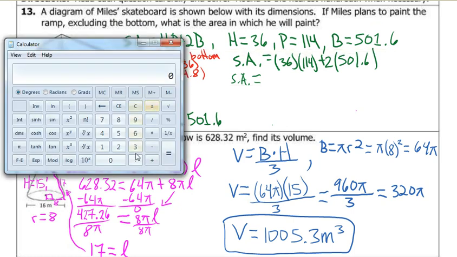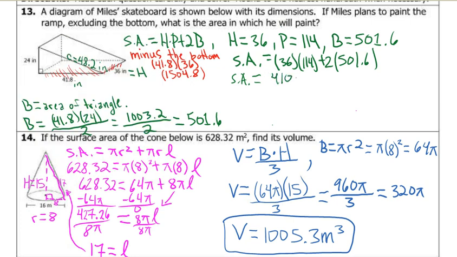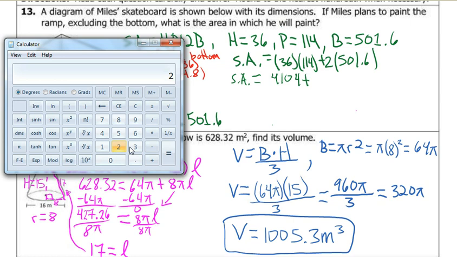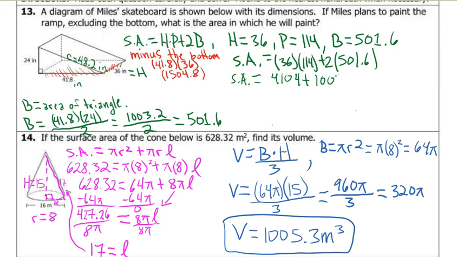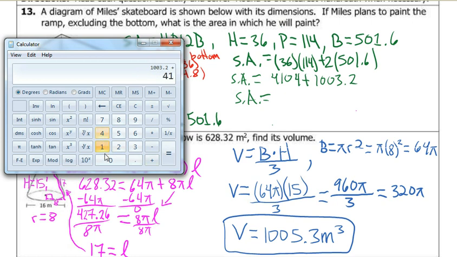36 times 114 equals 4104. So here 4104 plus 2 times 501.6, which is 1,003.2. Yes, 1,003.2. So now we add those together for our semi-final answer. So plus 4104, 5107.2, so 5107.2.